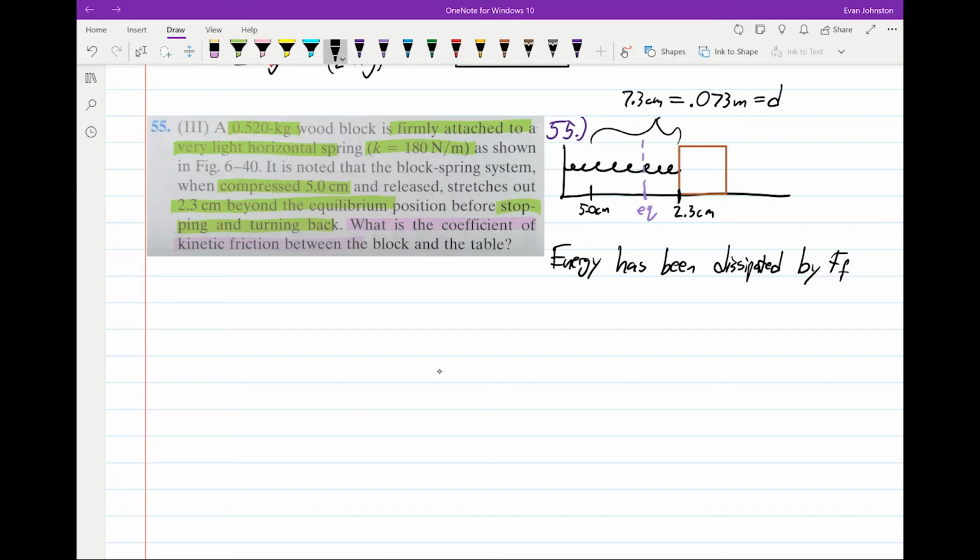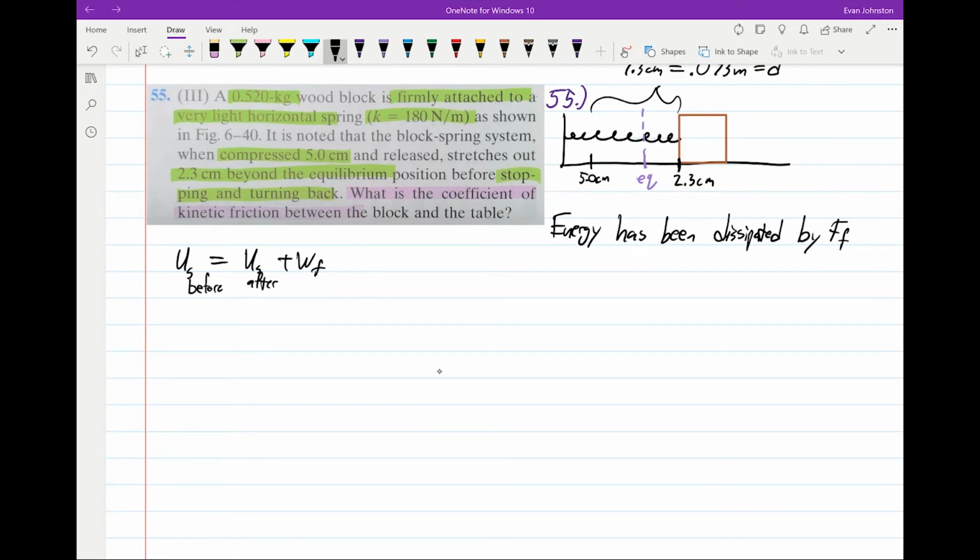So the way I would write this all is that the potential in the spring before is equal to the potential in the spring after. Normally this would not be true. Normally the before would be greater and the after would be less. But we can set those equal if we include the work that is done by friction.